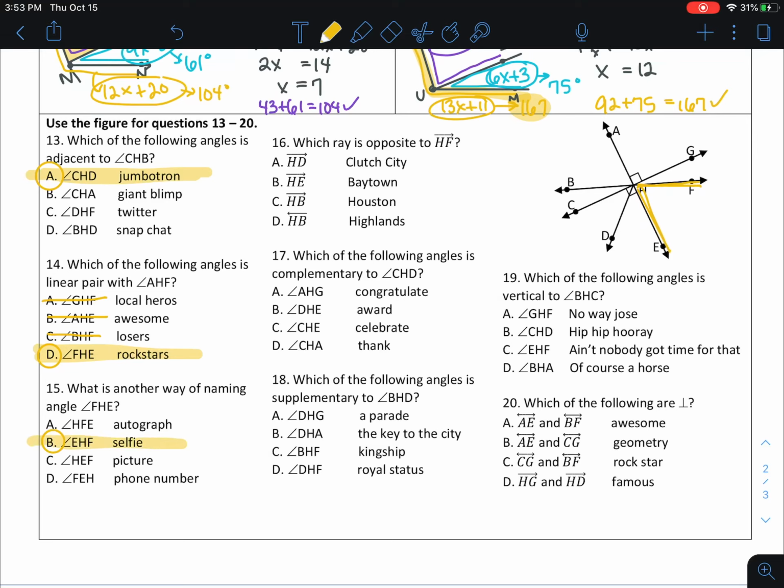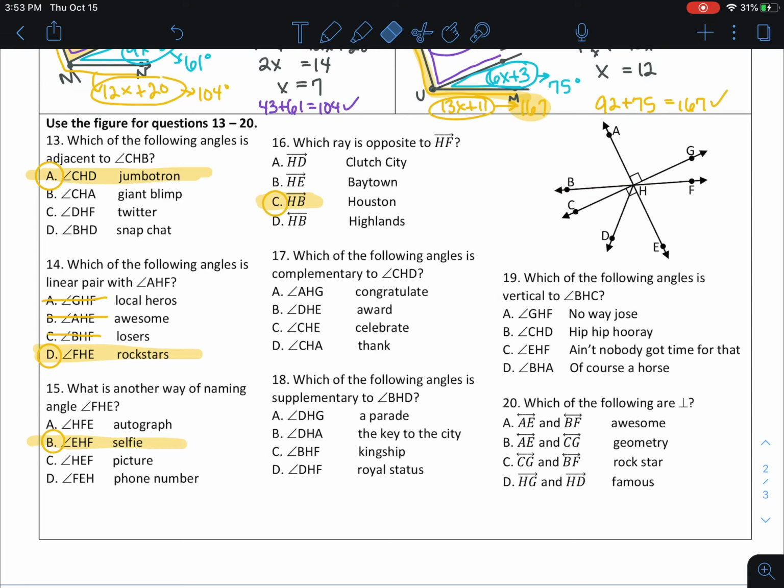All right. Number 16, which ray is opposite to HF? So let's see, HF is here, and the opposite ray should be on the other side of that. So that's HB. Since it's a ray, we have to go in order. Start from the endpoint, go toward the arrow. So it should not be BH.